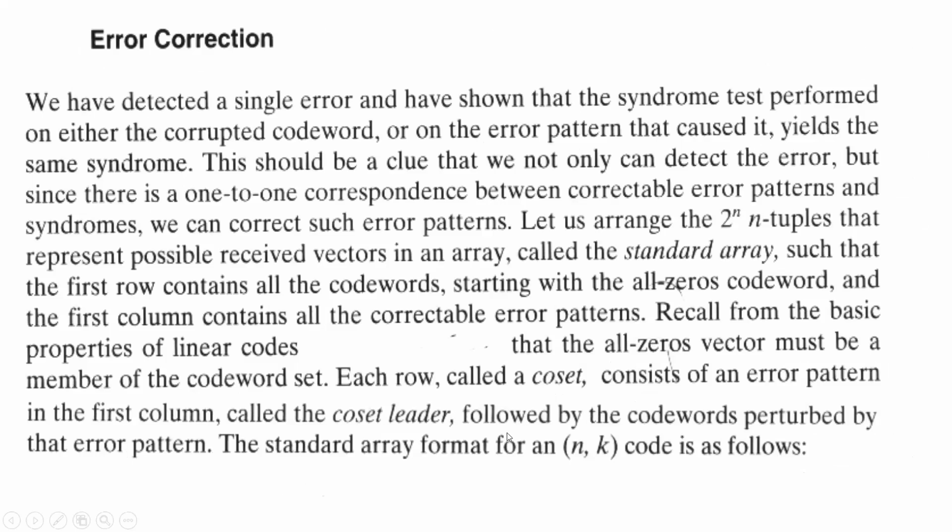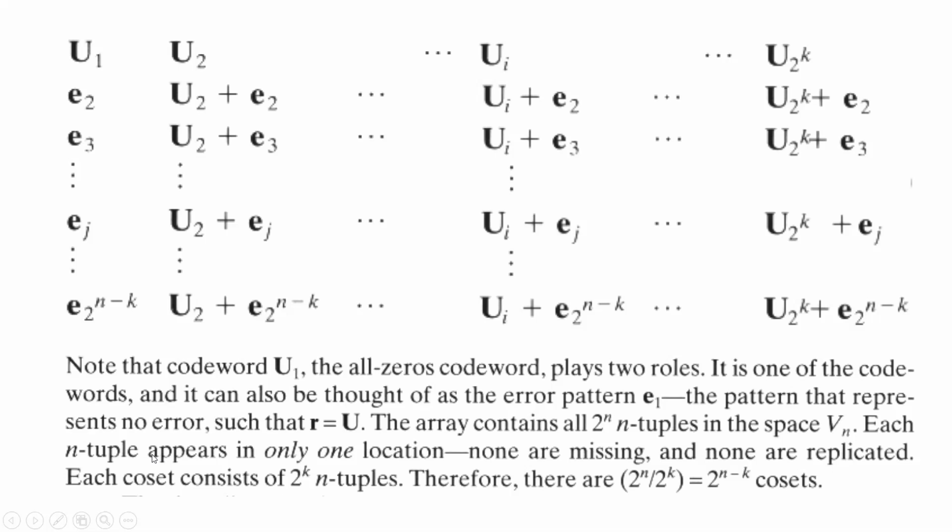Each row called a coset consists of an error pattern in the first column called the coset leader, followed by the code words perturbed by the error pattern. So what are these code words? If this is the error pattern, then this code word will be U2 plus E2. That means U2 was corrupted by E2. So that's how the whole standard array is formed.